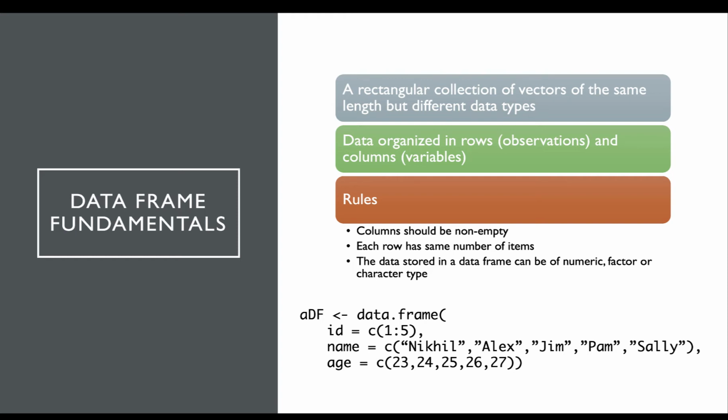There are a few rules that we need to adhere to while constructing and working with data frames. The first one is that columns or vectors should be non-empty. Each row or each vector needs to have the same length, or each row needs to have the same number of items. The data that is stored in a data frame can be of several different data types: numeric, factor, or character type data.